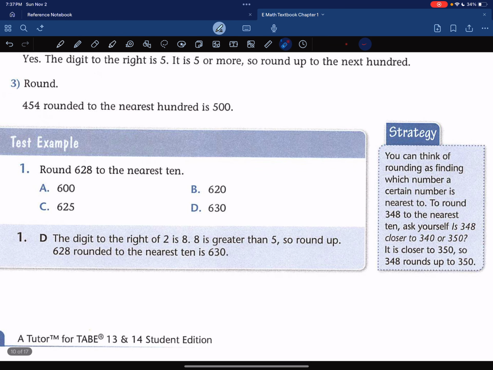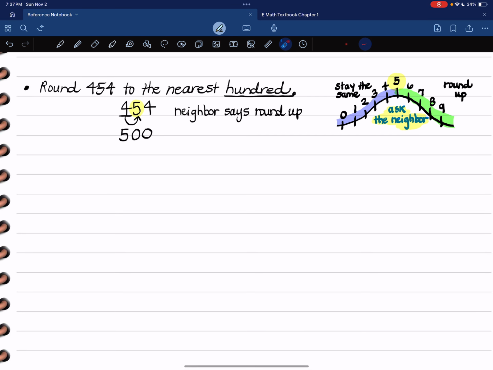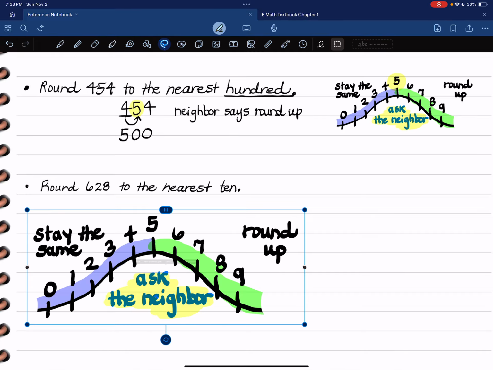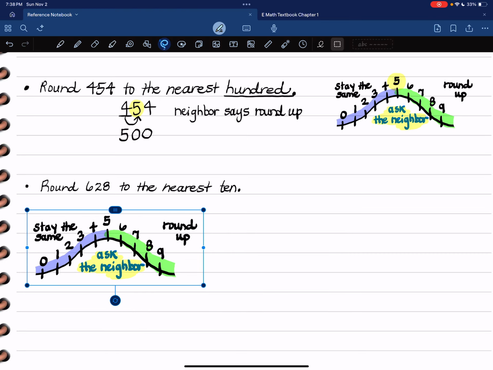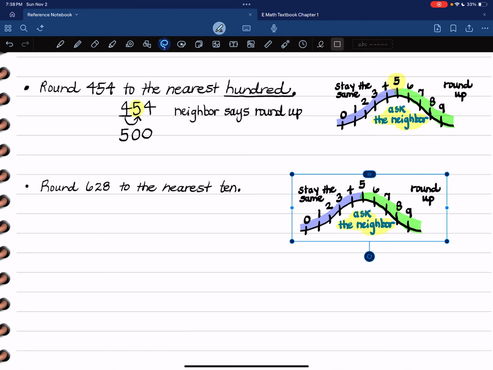Here's a test example. Round 628 to the nearest 10. So let's put in that question. Round 628 to the nearest 10. So immediately my brain sketches this in my mind, and I write my number down.